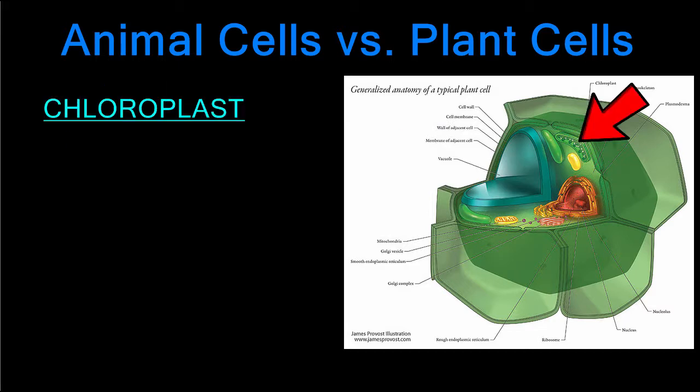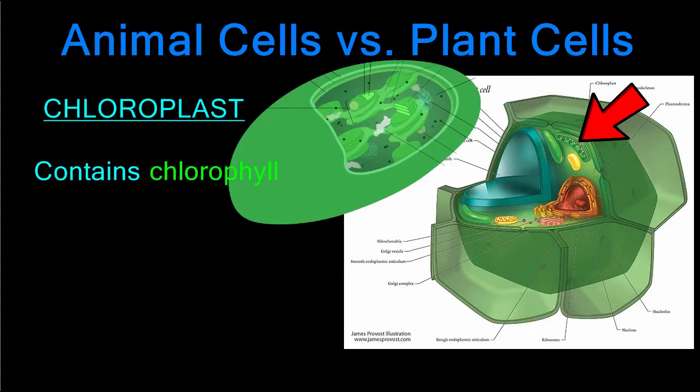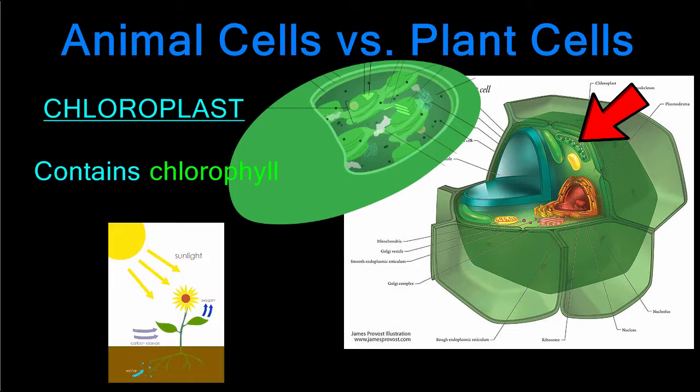Another organelle found only in plant cells is the chloroplast. Chloroplasts contain chlorophyll, which is the pigment that makes plants green. Chlorophyll captures light energy from the sun so that the chloroplast can conduct the reactions necessary for photosynthesis.